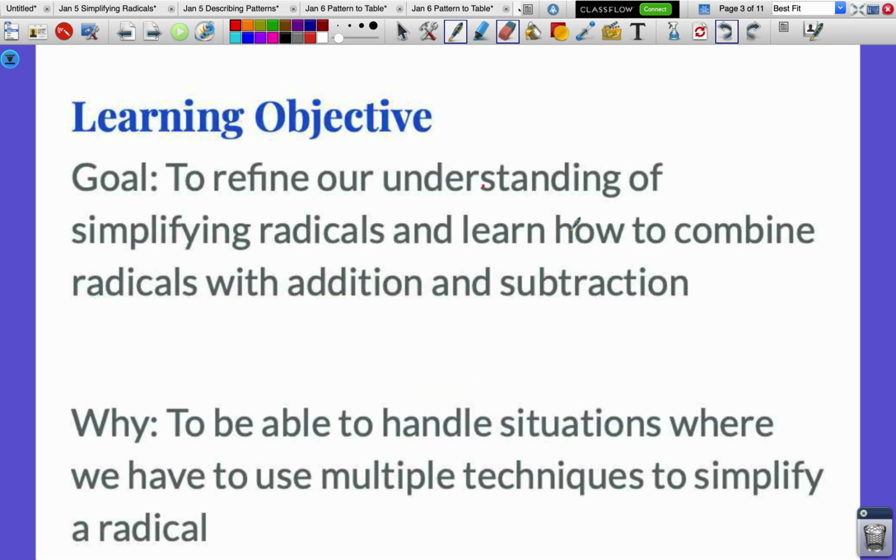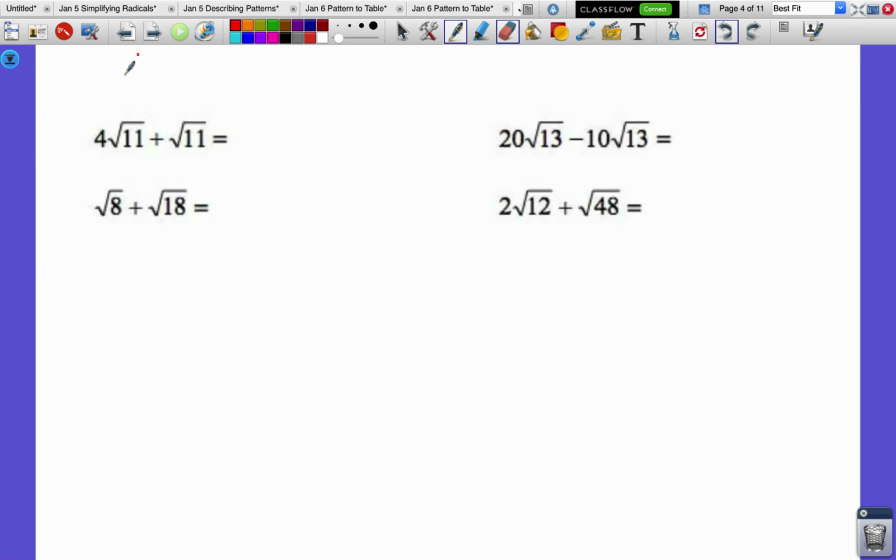Alright. Goal for today is to refine our understanding of simplifying radicals and learn how to combine radicals with addition and subtraction. Why we're doing this is to be able to handle situations where we have to use multiple techniques to simplify a radical. We might need to put two radicals together and then simplify them. You're just going to be combining a lot of techniques.